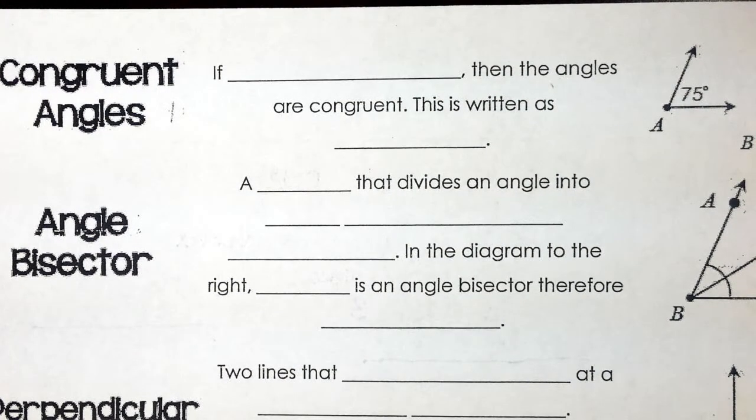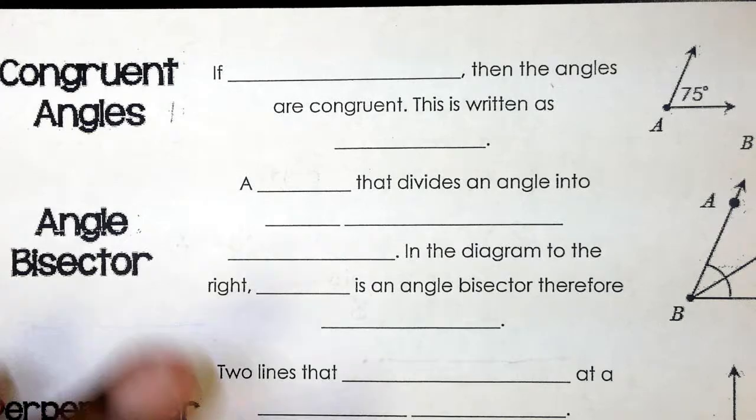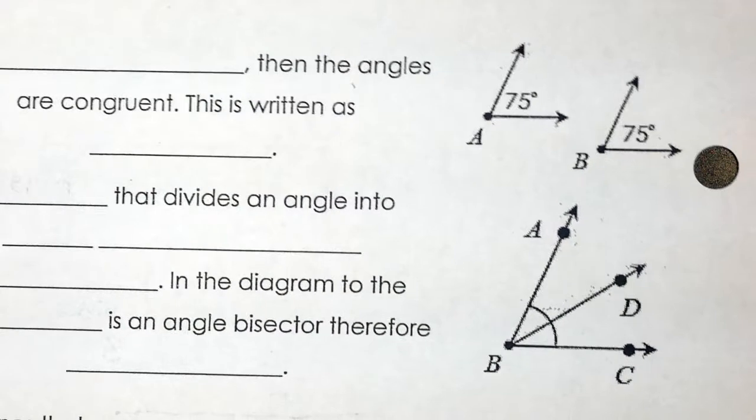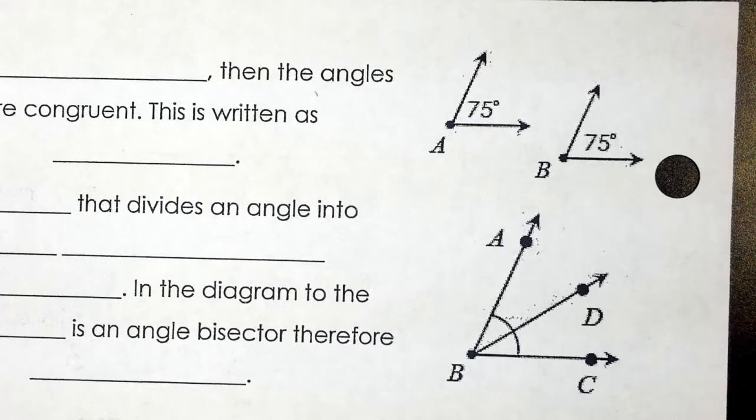Alright, on the back. Congruent angles. I just want to talk about these first before we define it. Over to the left is an example of two congruent angles. You should know what the word congruent means. It means the same in size and shape. These two angles have the same measure. They are congruent. Angle A and B would be congruent.